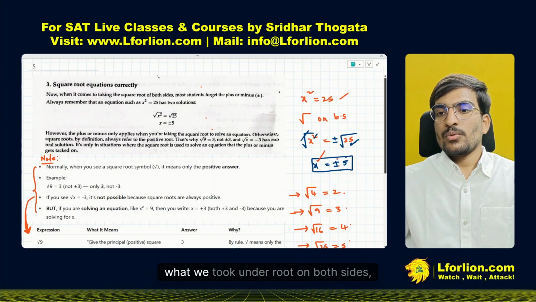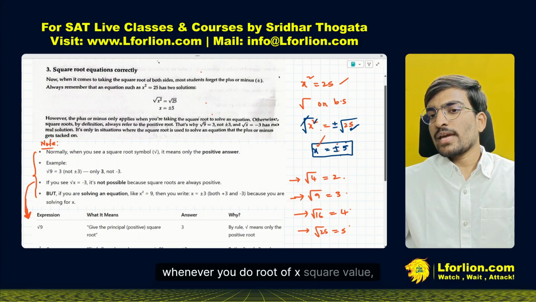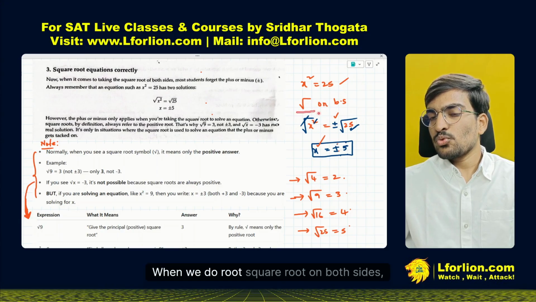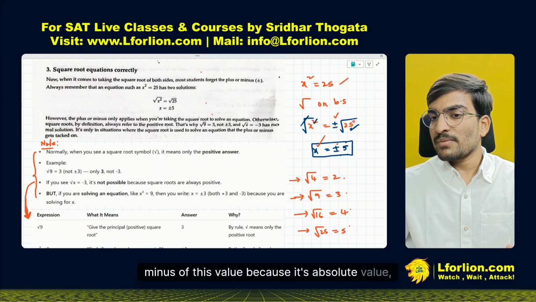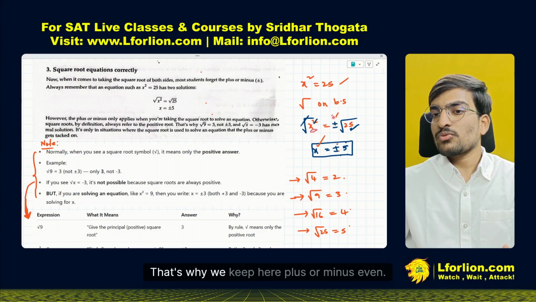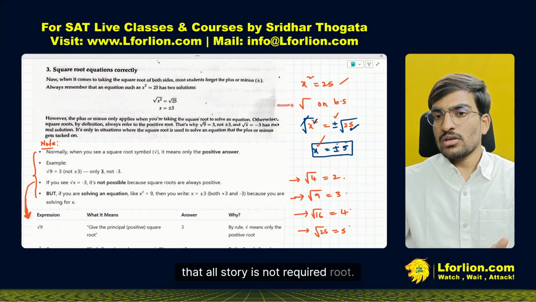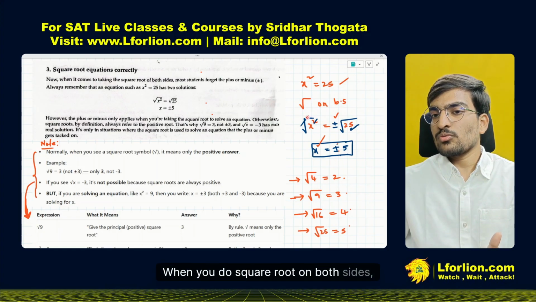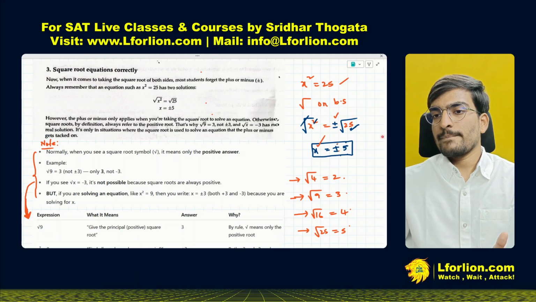So here, what we did was take the square root on both sides. Whenever you do the root of an x square value, we just added plus or minus. When we take the square root on both sides, we just kept this plus or minus, because it's an absolute value, so both will work. That's why we keep plus or minus here. Just remember one thing, the whole story is not required: when you take the square root on both sides, you just keep a plus or minus in front of this root 25. That's the main thing.